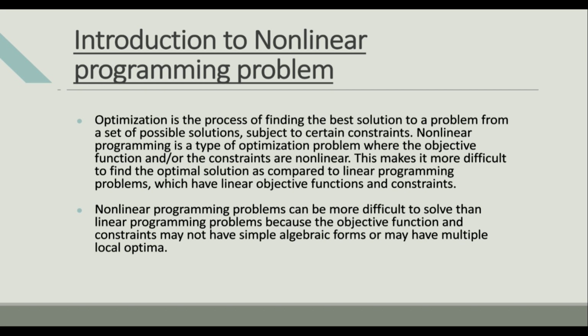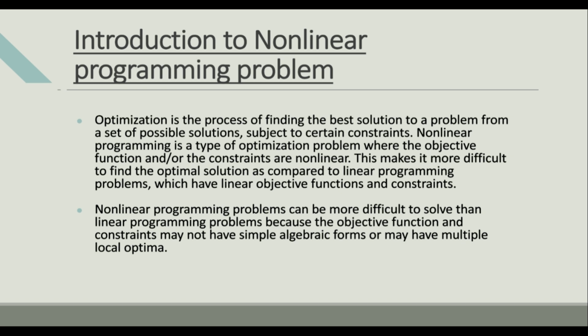Optimization is the process of finding the best solution to a problem from a set of possible solutions which are subject to certain constraints. In optimization, there are two types of problems. One is the linear programming problem, which has only linear constraints and objective function. The next type is the nonlinear programming problem. In this, there are nonlinear functions in the objective function and constraints.